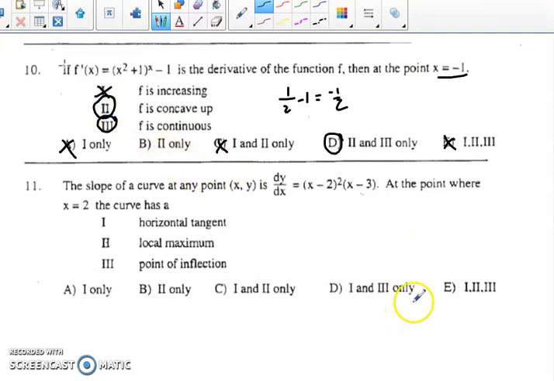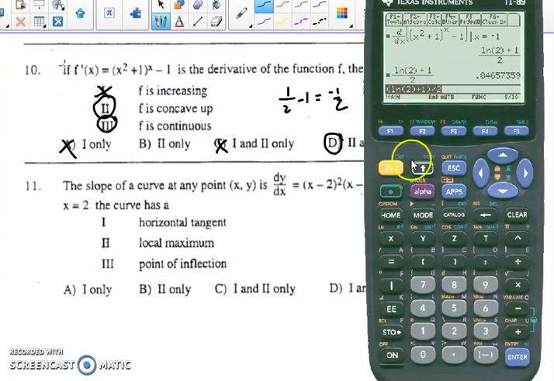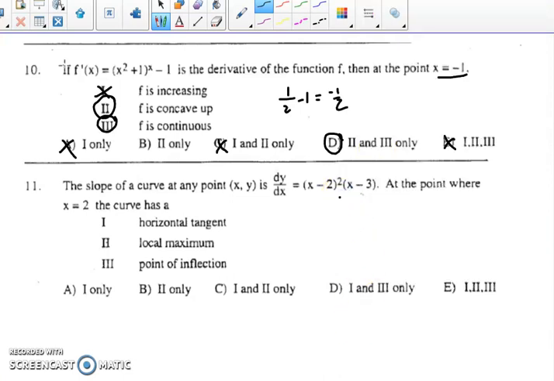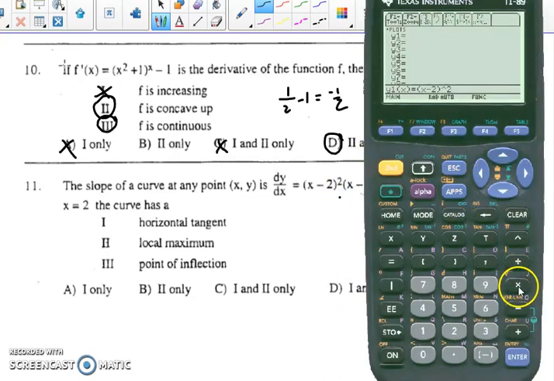All right, number 11, the slope of a curve is given by this dy dx. So what's going on at x equals 2? I could graph this, and I think I will because I'm trying to teach the calculator skills here. So I'm going to have x minus 2 all squared, oops, forgot to close my parentheses, and then times x minus 3. Put the multiplication symbol in just in case the calculator wants it. And there's my derivative function.